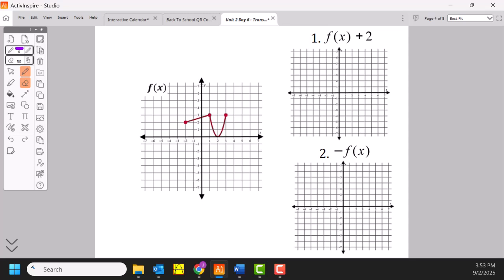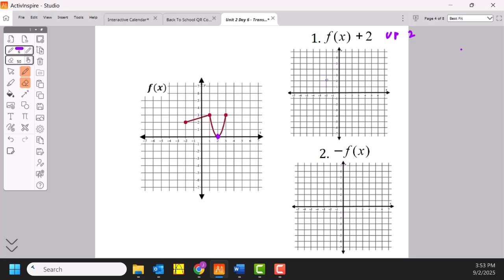So we have points on the graph, and I would also recommend putting a point here as well, because that's going to be really important, because that needs to shift as well. So we want to describe our transformation first. This one, for example, is up 2. So we're going to shift all of our points on the graph up 2.